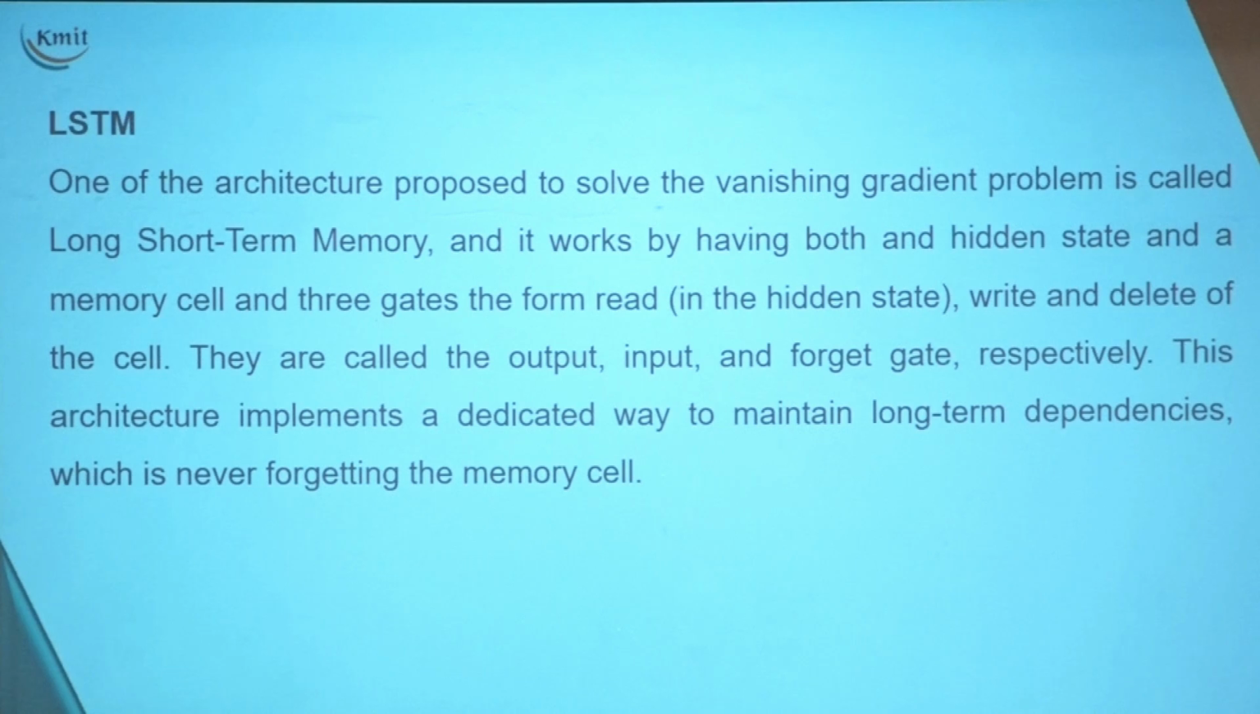Hence we went for the next type of architecture, which was LSTM. How does LSTM work? By having both a hidden state and a memory cell. We have seen three gates: input gate, forget gate, and output gate. They write, delete, and append to the cells. To overcome the disadvantage of long-term dependencies, we have the input gate, forget gate, and output gate in LSTM architectures, to maintain long-term dependencies, never forgetting the memory cell.